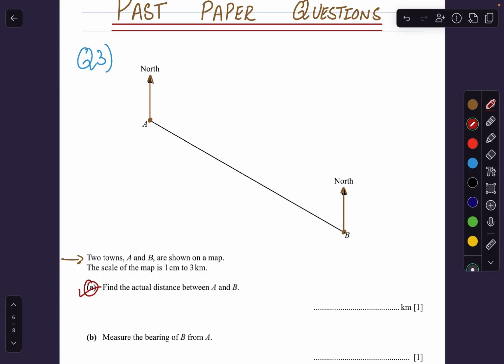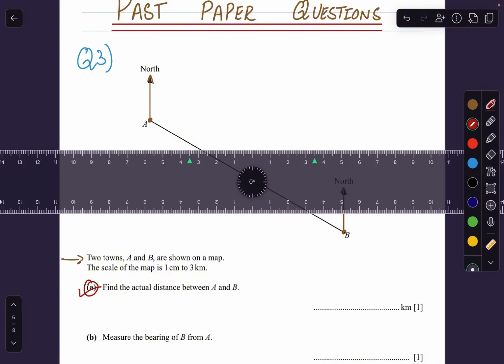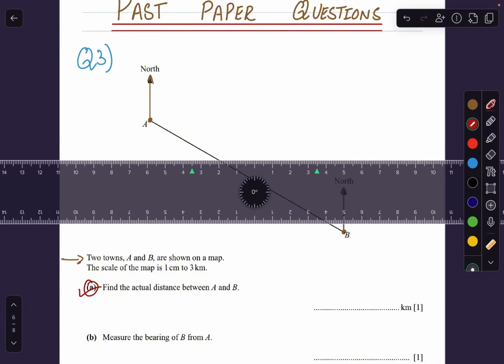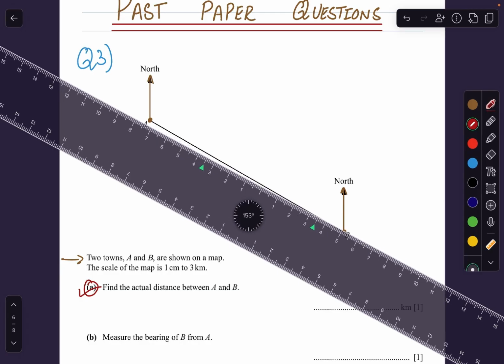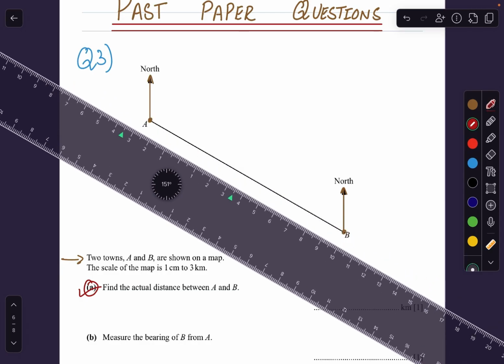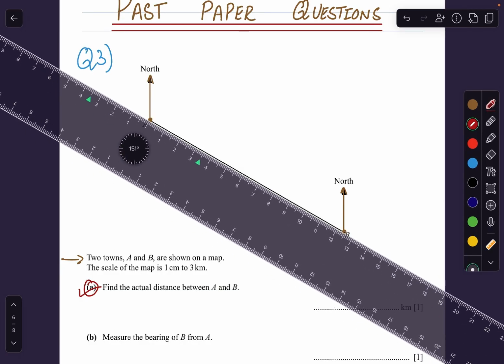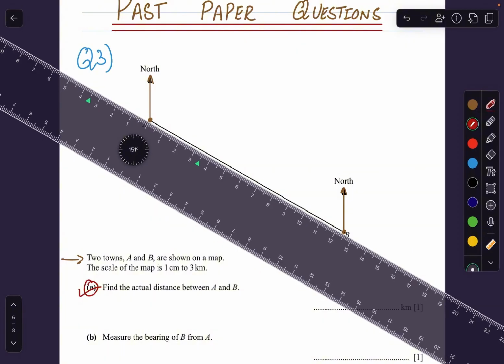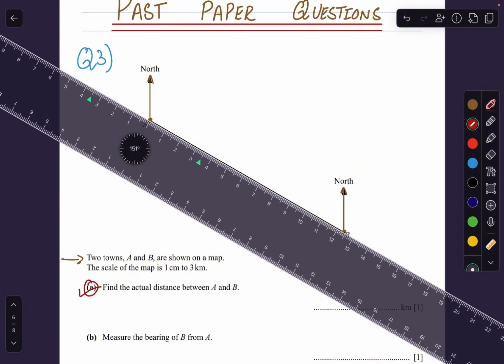It means we're finding the real distance between A and B. To get that real distance, we first have to calculate how many centimeters it is. To get that, I have opened a scale here. Starting from the 0 centimeters, we'll mark out how many centimeters it would be. As that's 0 centimeters, if we mark it out till there, how much is it?